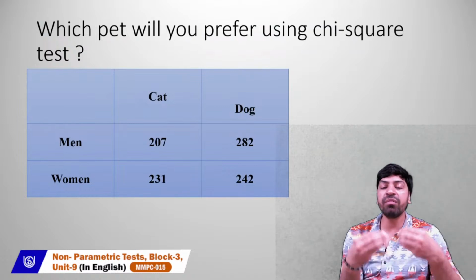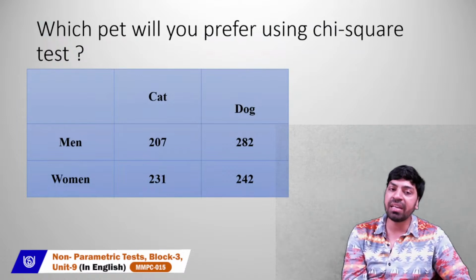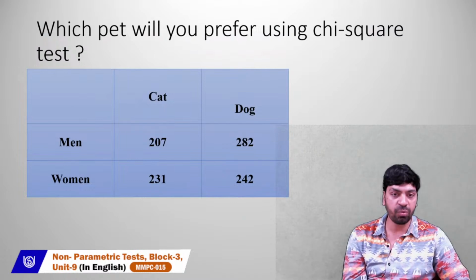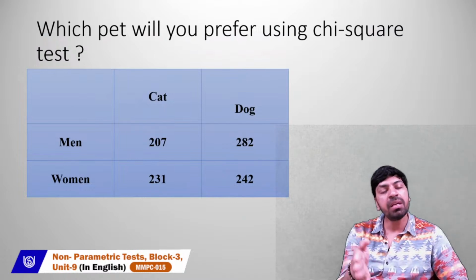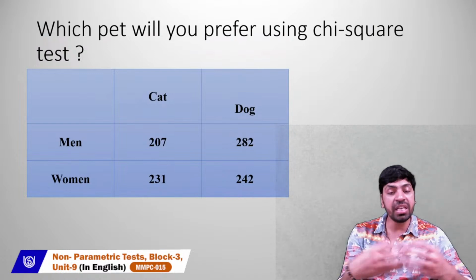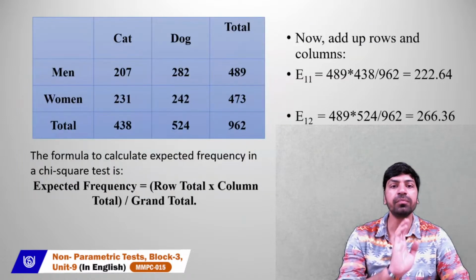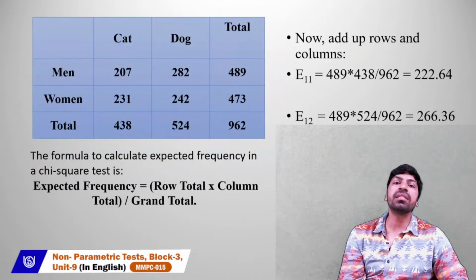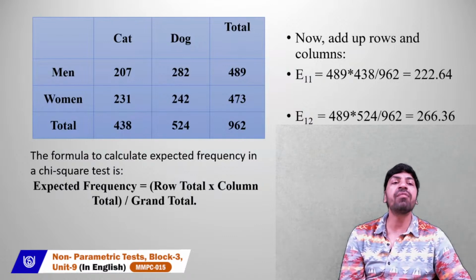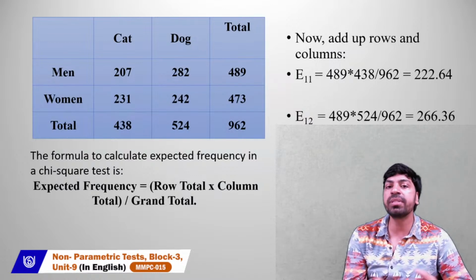So in the question, we have values, we have frequencies which have been given, and those frequencies are called the observed frequency. The next step is to calculate the expected frequency. So we need to learn how to calculate the expected frequencies. Now the next step is to total it. You have to total the columns, and you have to total the rows as well.